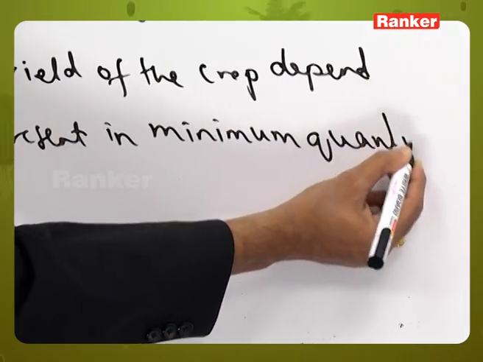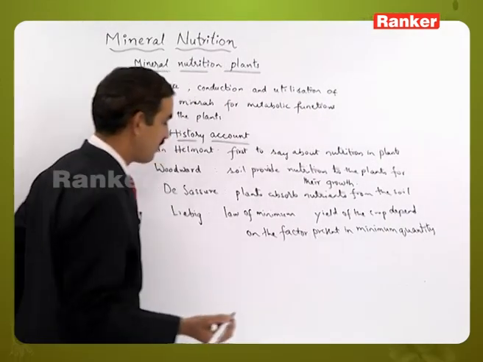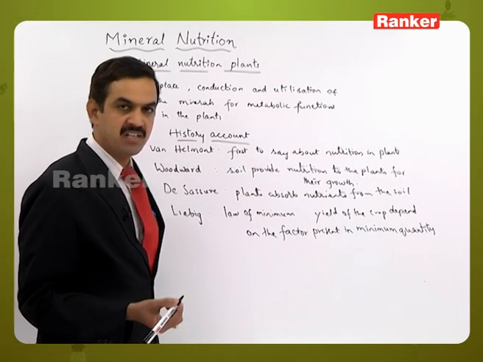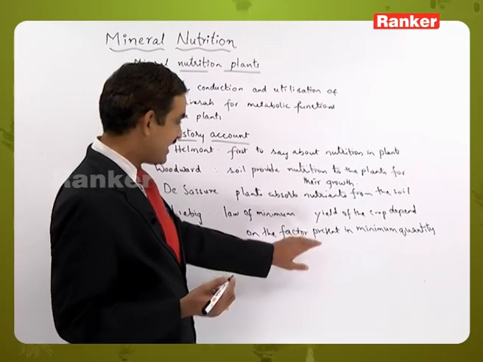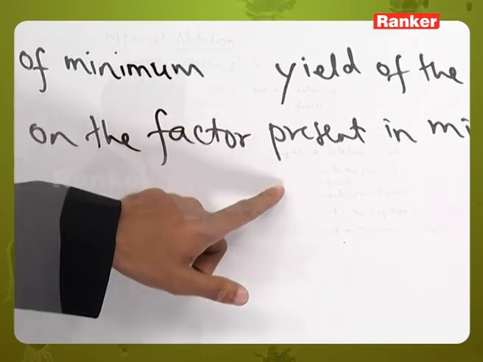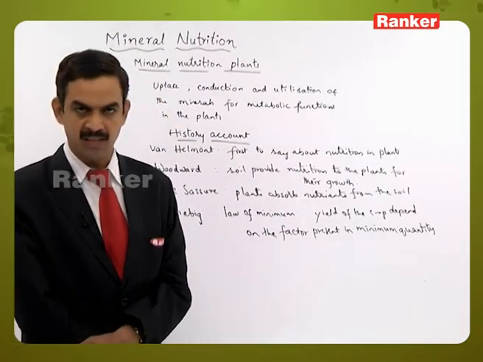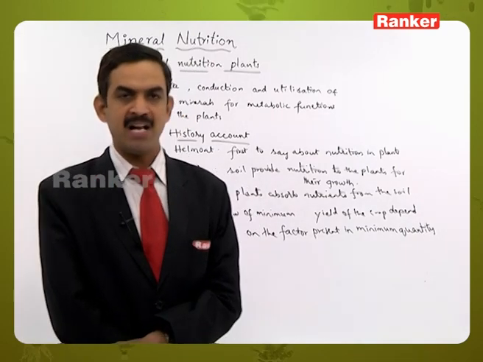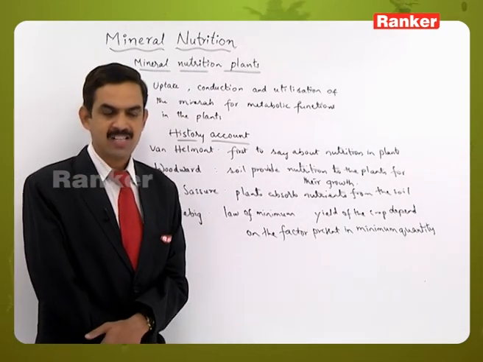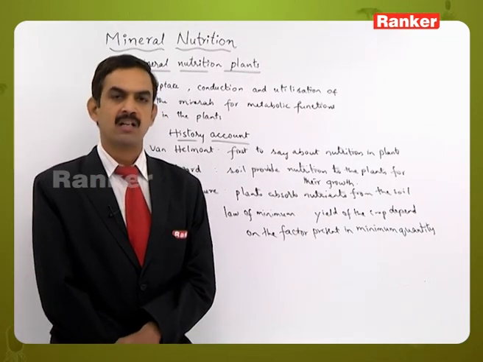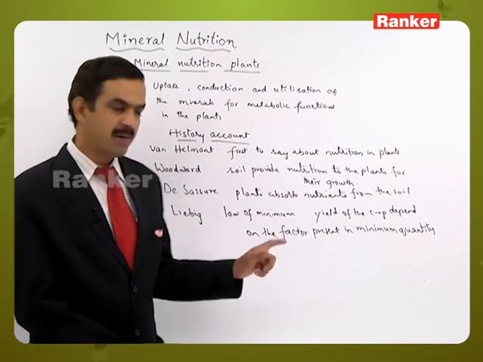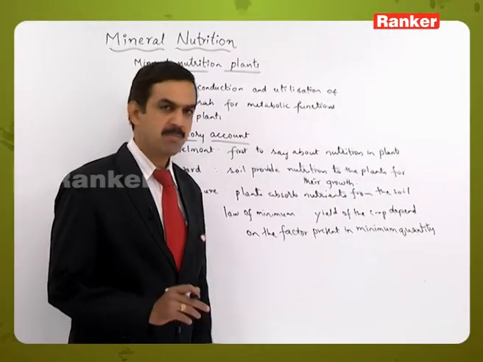So provided with all other elements or factors in the required quantity, the yield will depend upon only that factor which is present in the minimum quantity. Once this minimum quantity has been exhausted or utilized by the plant, the production or yield of that crop will stop. Likewise, the yield depends upon the factor present in minimum quantity.